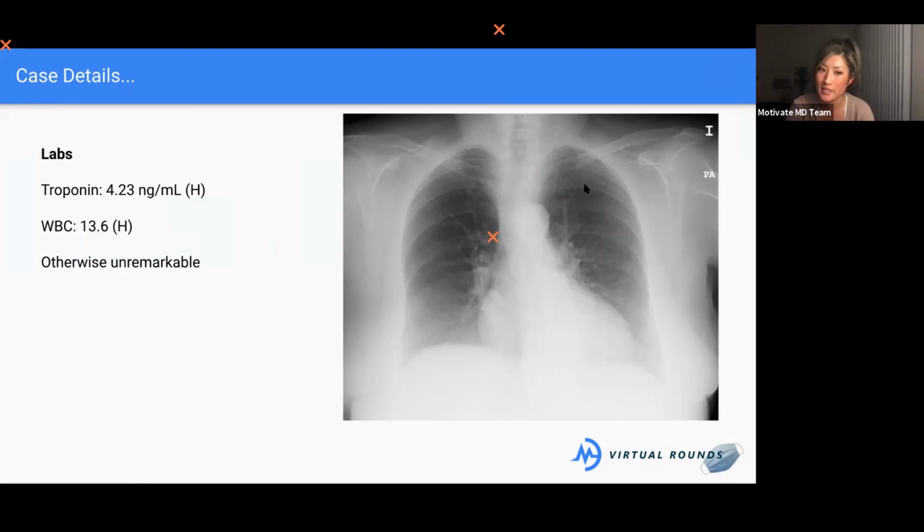I actually made a mistake here. He should have high glucose because his diabetes is poorly managed. So you can just say elevated glucose in the SOAP note. That's my mistake. But otherwise within normal limits. But the main things we're looking for here are the troponin and the white blood cells.